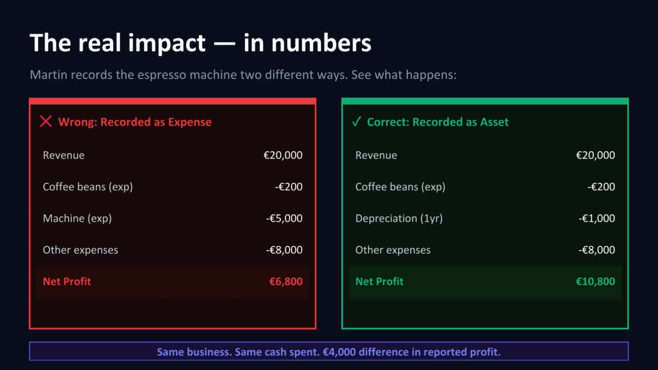Same business, same cash spent, 4,000 difference in reported profit. That's the difference between a business that looks very profitable and one that looks healthy.